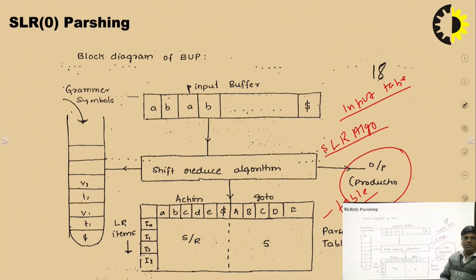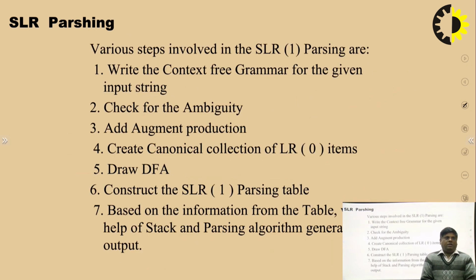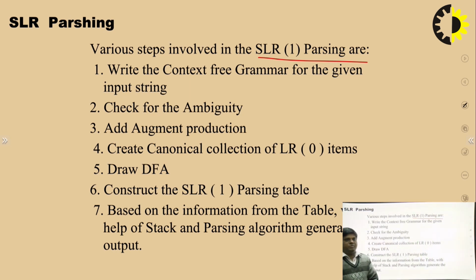In the action part, 2 types of data exist. The first one is shift and the second one is reduce. And in the goto part, we fill only the states of the finite automata. Now, the various steps involved in SLR parsing are very simple. There are a few steps when we do SLR parsing of any given context-free grammar.